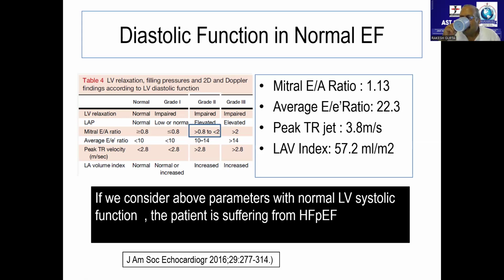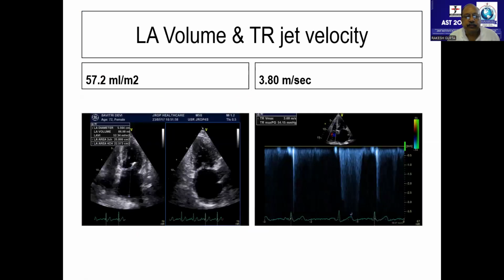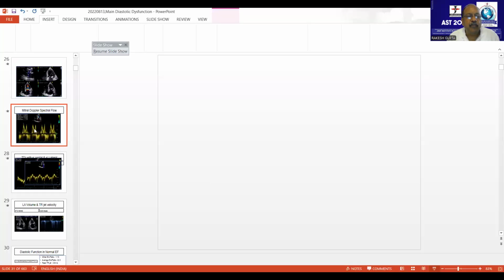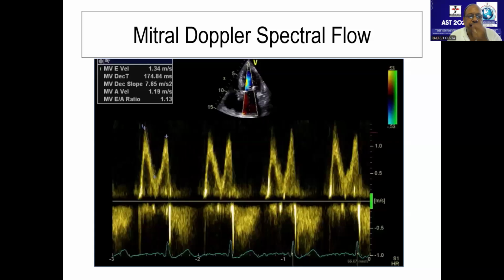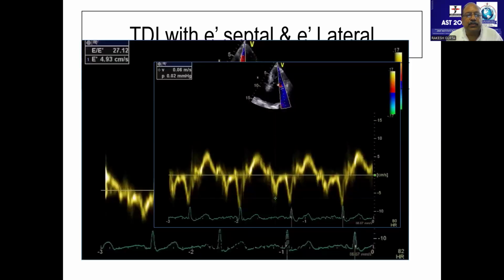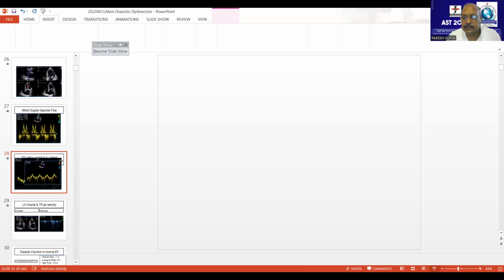Sir, how to take the average E by E prime ratio? Very good. This is a value of 134 over here. The E wave is 119 in this Doppler spectrum pattern. There's no confusion in this. Okay. Let's go to the next one. We have a tissue Doppler imaging velocity.